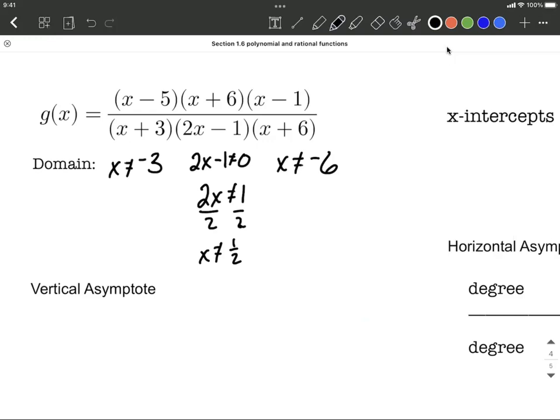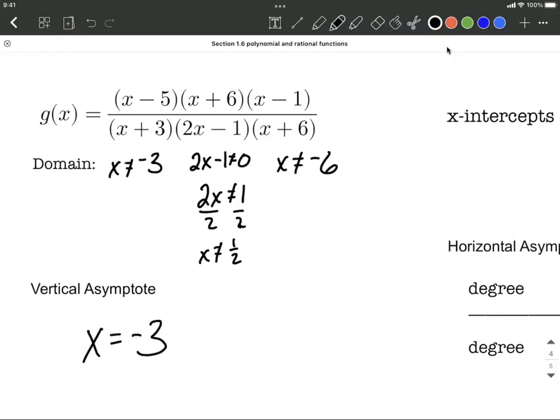All right, the next question was vertical asymptotes. So our potential candidates here are x equals -3, x equals 1/2, and x equals -6. What you want to do is compare, if I plug this -3 into the numerator for each one of these, would it make any of those equal 0? Well, no. -3 minus 5 is not 0. -3 plus 6 is not 0. And -3 minus 1 is not 0. So that means that it's okay. That's a vertical asymptote.